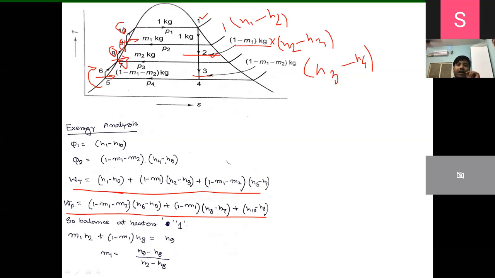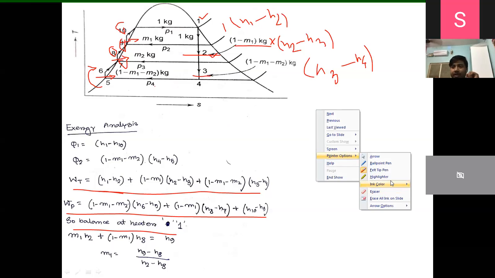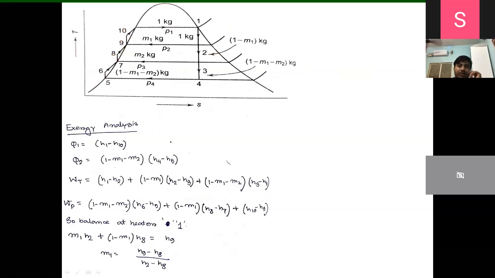Now we have to find out what is the value of m1 and what is the value of m2. As this is the feed water heater, for the first case we will have to make the steady flow energy equations. For the first case we will use the steady flow energy equation. So here it will be m1 into H2 plus 1 minus m1 into H8 is equal to H9. Meaning whatever heat goes from here will be added here. So m1 will come like this: m1 is equal to H9 minus H8 by H2 minus H8.